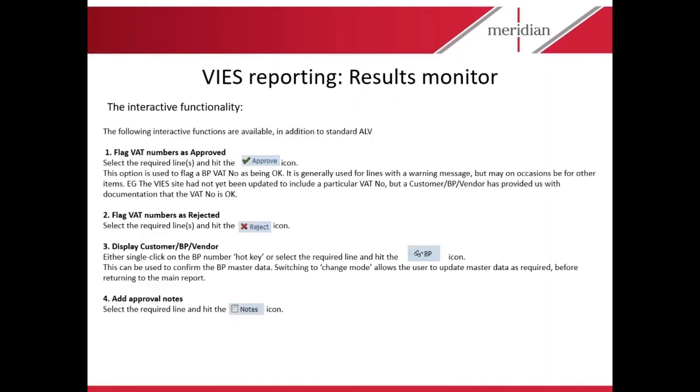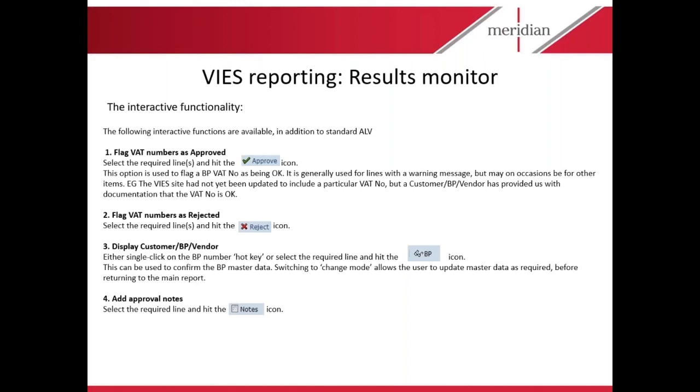If we look at the interactive functionality of the results monitor, there's a number of icons that can be used. So you can approve any checks, even if, for example, you have a one-time customer, the VAT ID comes back with an error message, but you know it's just a clerical error that they haven't updated the VIES website correctly themselves, or whatever the case may be. This option can be used just to approve a check and not have to consider it every time you use the results monitor. You can also reject a check, which means that field is marked as rejected and that the VIES number is not accurate as to what you're expecting from the customer, and therefore further action needs to be taken.